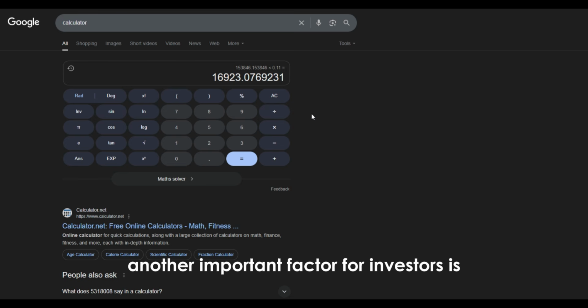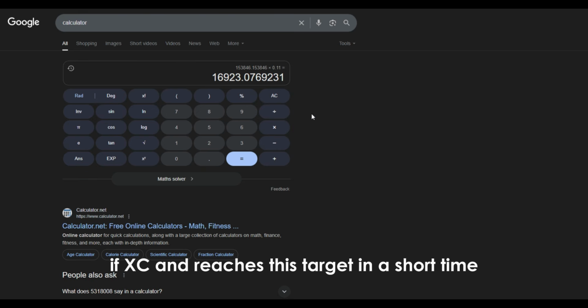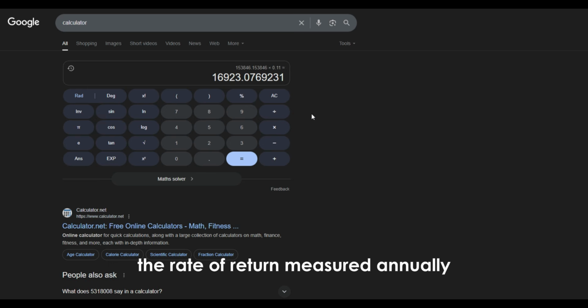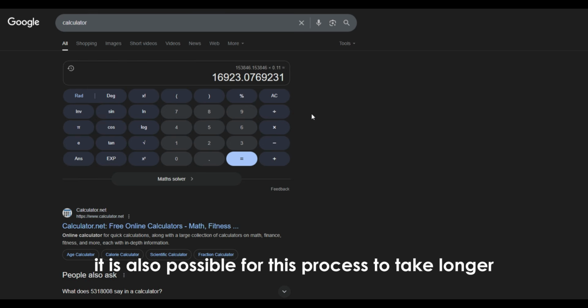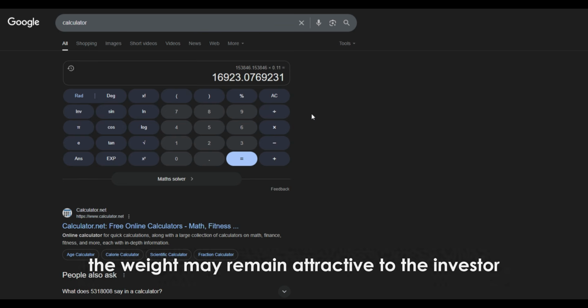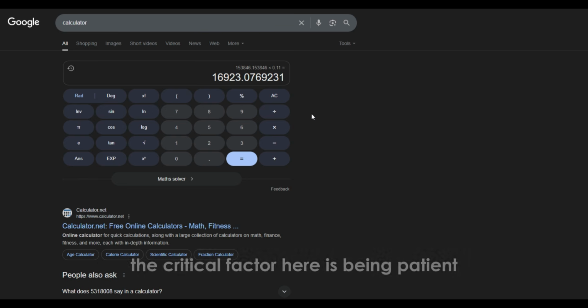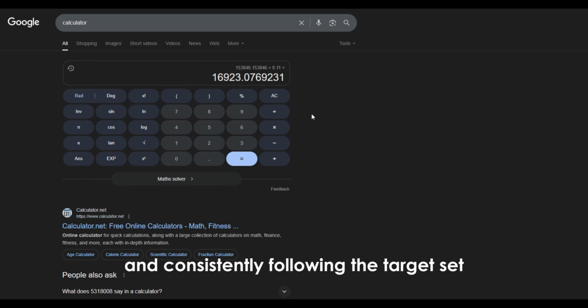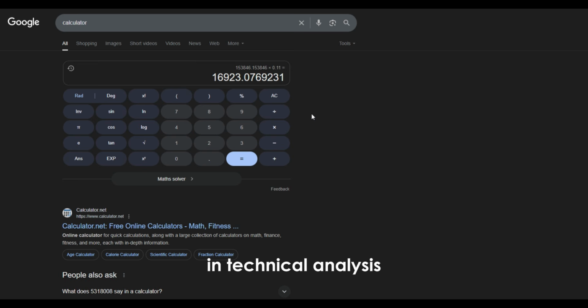Another important factor for investors is how long the capital will be tied up. If XCN reaches this target in a short time, the rate of return, measured annually, would be extraordinary. However, it is also possible for this process to take longer. Still, given the size of the potential return, the wait may remain attractive to the investor. The critical factor here is being patient and consistently following the target set in technical analysis.